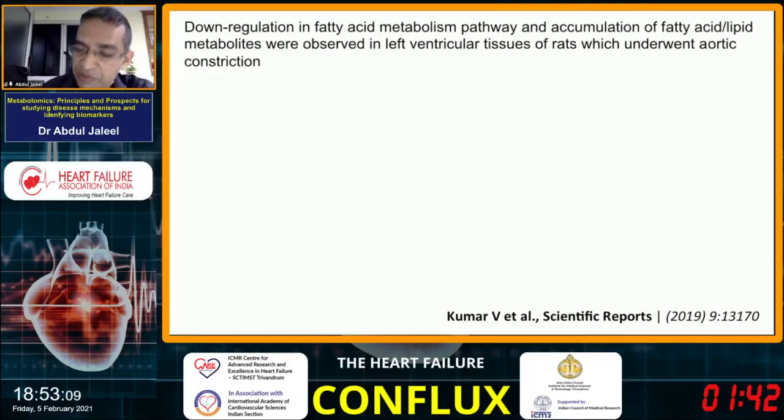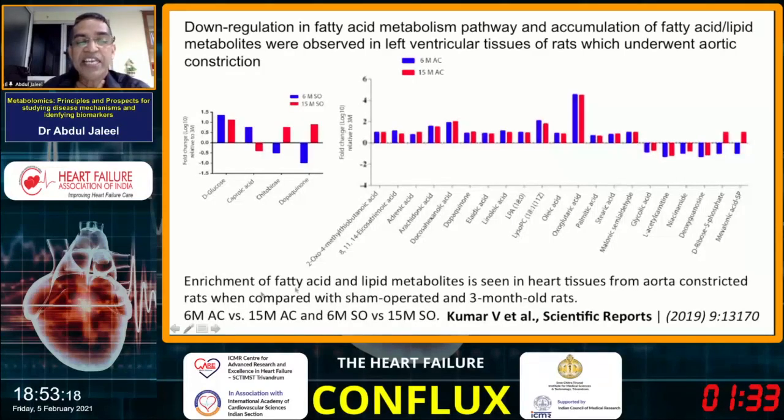This study was conducted by Professor C.C. Kartha, and the metabolomics was conducted in my lab. And what you can see is that enrichment of fatty acid and lipid metabolites is seen in heart tissues from aorta constricted rats when compared to sham operated and 3 months old rats.